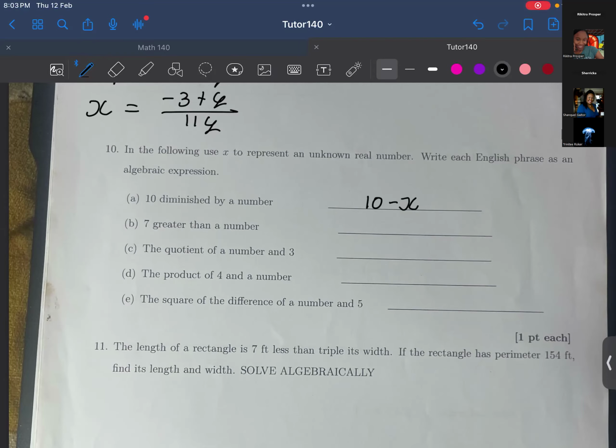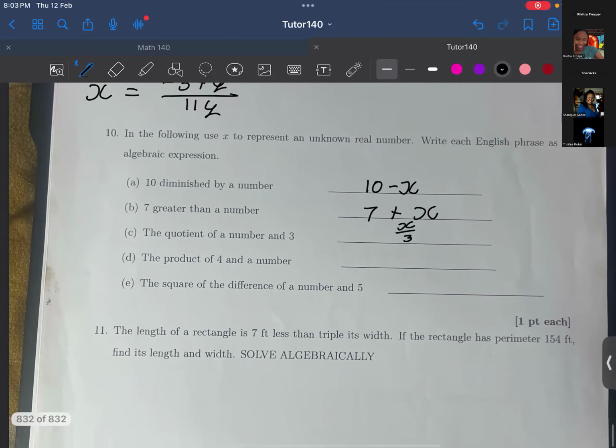7 greater than a number. So 7 more than a number. How do you get 7 more than something? Add 7 to it. So 7 plus x. The quotient of a number and 3. The quotient is when you divide a number by another number. So the quotient of a number and 3 is x divided by 3. The product of 4 and a number. Remember, product means multiplication. So 4x.